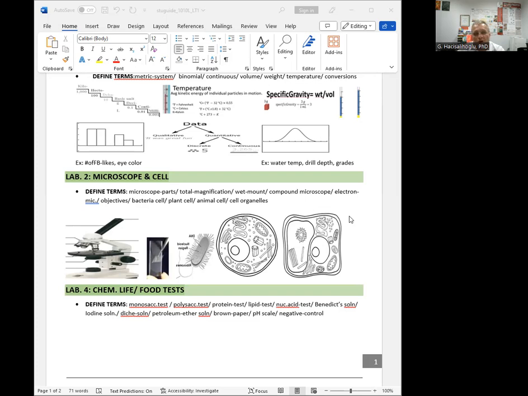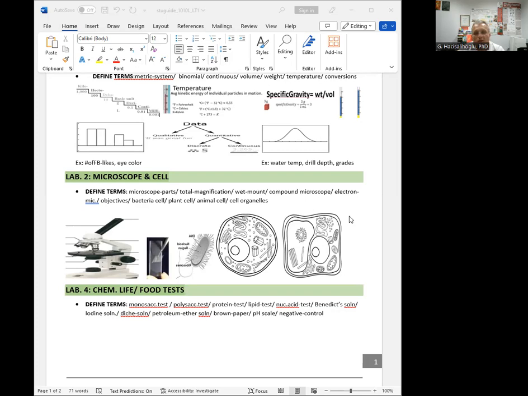So you need to know all the parts of the microscope. Make sure you check the parts and review each part, total magnification, which is 10 times the objective you're using, what is a bed mount, what is a compound microscope, what is an electron microscope, and what are objectives.